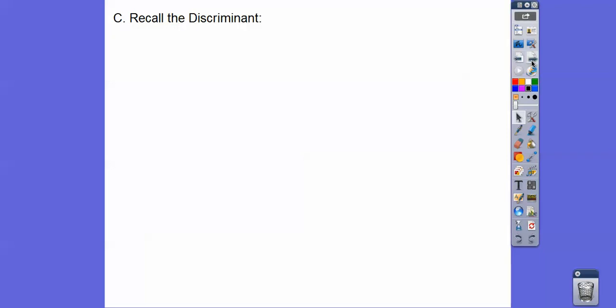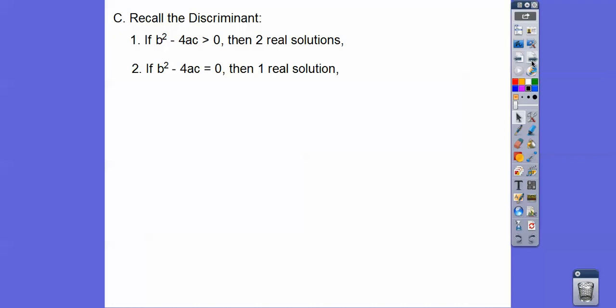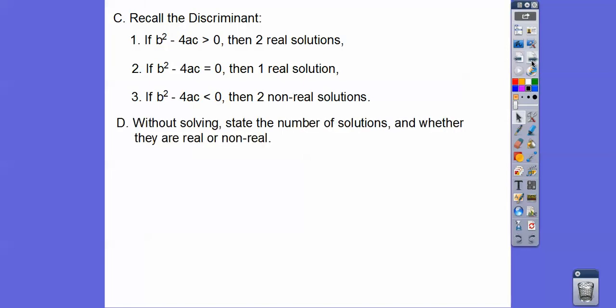So anyway, recall, you guys, the discriminant is the b squared minus 4ac. Okay, so if it's greater than 0, that tells us there's 2 real solutions. If it equals 0, there's 1 solution. If it's less than 0, then there's non-real solutions. There's 2 imaginary solutions, or 2 non-real solutions. Okay. So without solving, state the number of solutions and tell whether they are real or not real.